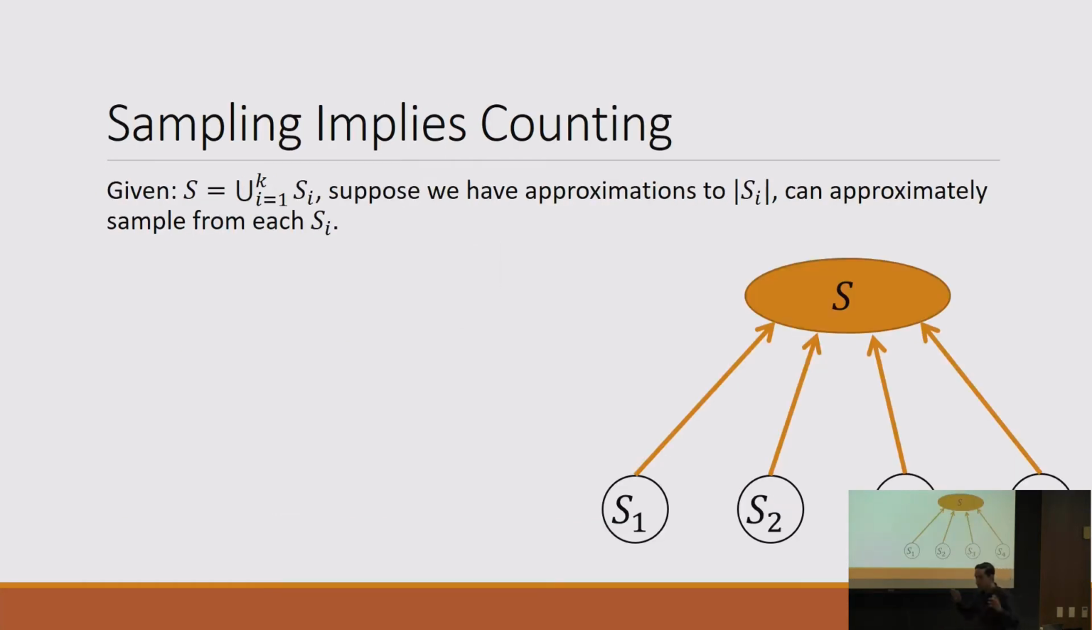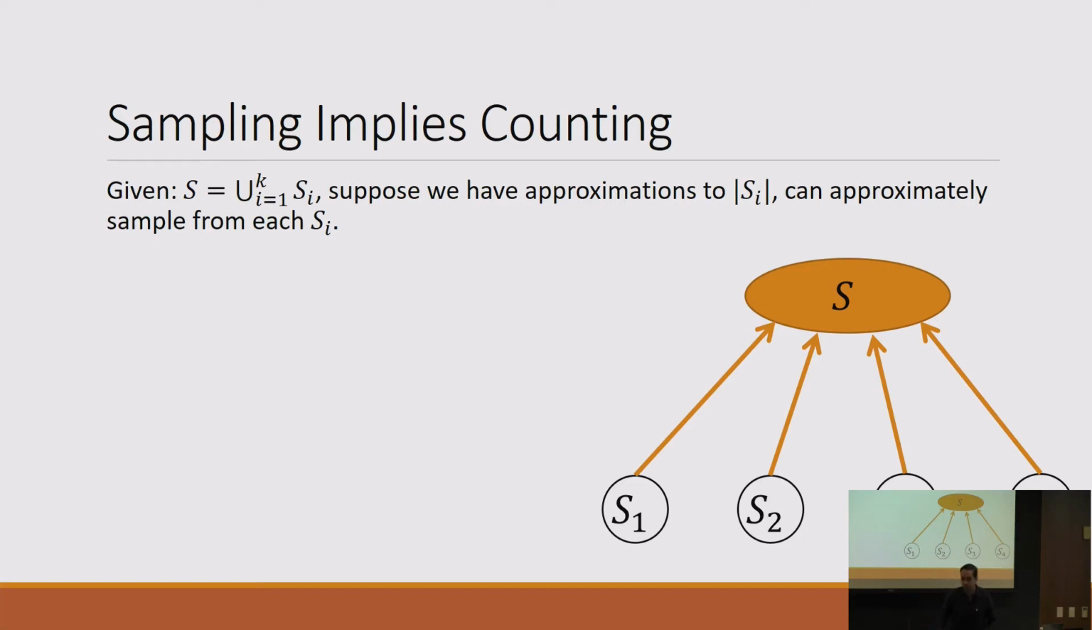So this slide shows you that if you can sample, you can count. Let's suppose I give you some arbitrary set S that's a union of k other sets. S is the union of S_i from i equals 1 to k. I'm going to give you the promise that you have an approximation to the size of each set S_i. And I'm also going to give you the promise that you can sample epsilon-approximately uniformly from each of these sets S_i. What you want to do is get an estimate of the size of the overall set S.